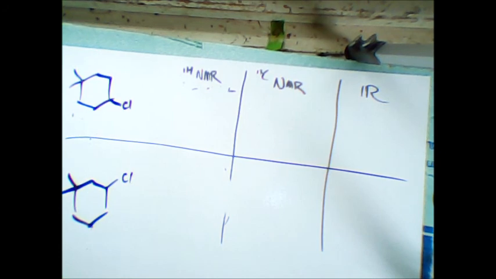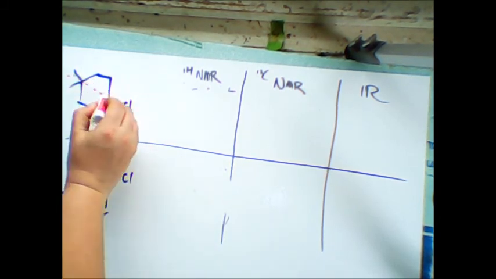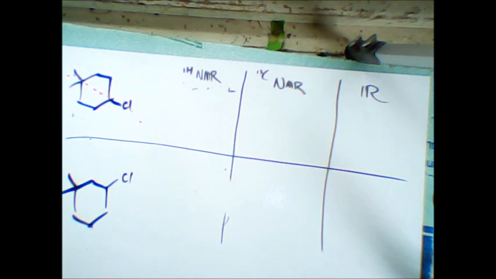What's going to be our major difference here? Major difference is going to be that this guy has a plane of symmetry, and this guy has no plane of symmetry. So, which one would you expect to have fewer signals? This guy, plane of symmetry. No plane of symmetry equals beaucoup signals.